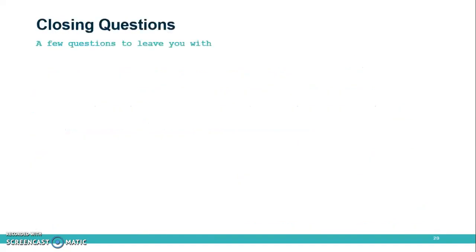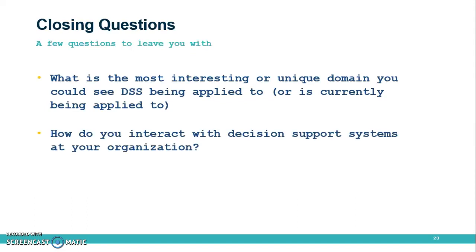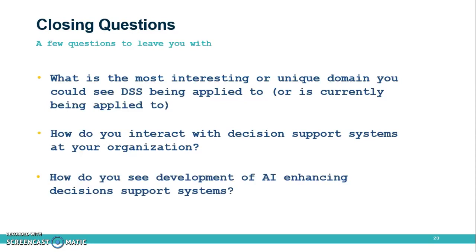And a few closing questions just to leave you with. What is the most interesting or unique domain you could see DSS being applied to, or is this currently being applied to? How do you interact with decision support systems in your organization? And how do you see the development of AI enhancing decision support systems in general?